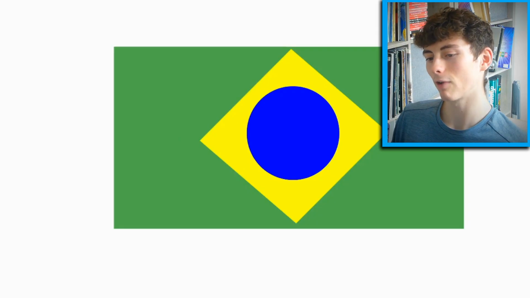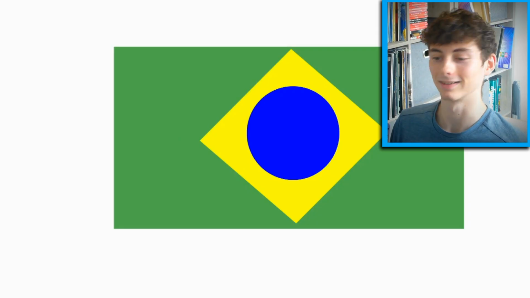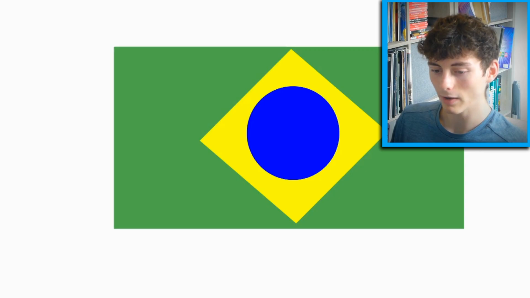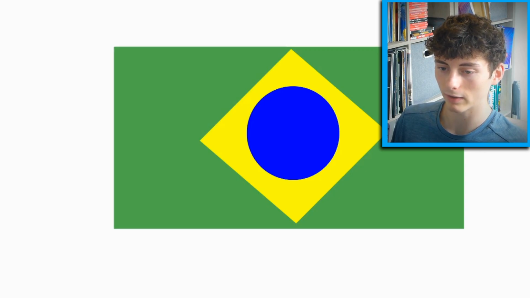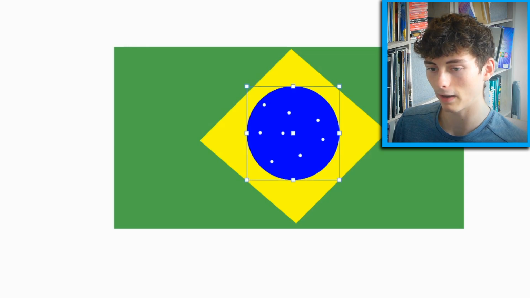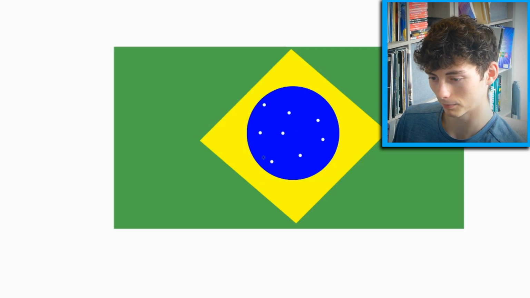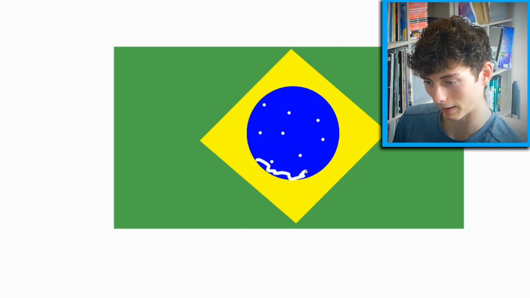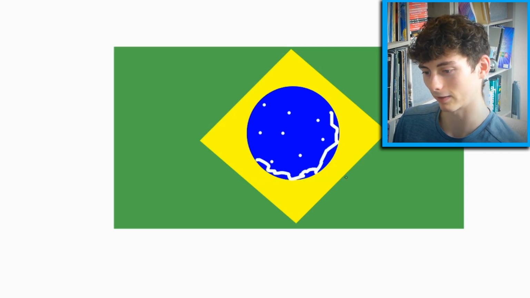See, it looks right and wrong at the same time. I don't know how to describe it. So I know there's some little white stars on there, so let's put a few of those on. There we go, that looks fine. And then I know there's some text around the outside, so let's just write it on. There we go, you can make it out from that, can't you? Yeah, a bit of text around the outside.